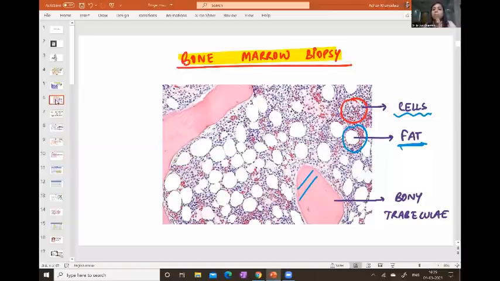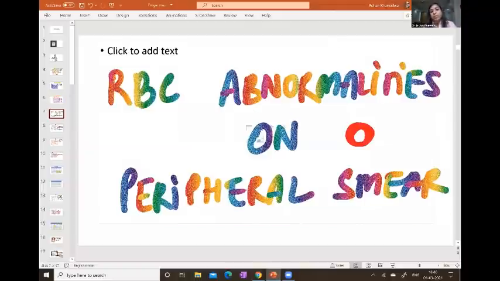These are the three basic things which we use for hematology: the peripheral smear, the bone marrow aspirate, and the bone marrow biopsy, right? With this basic knowledge, now let us move to the various RBC abnormalities which we see on the peripheral smear, red blood cell abnormalities, very important.